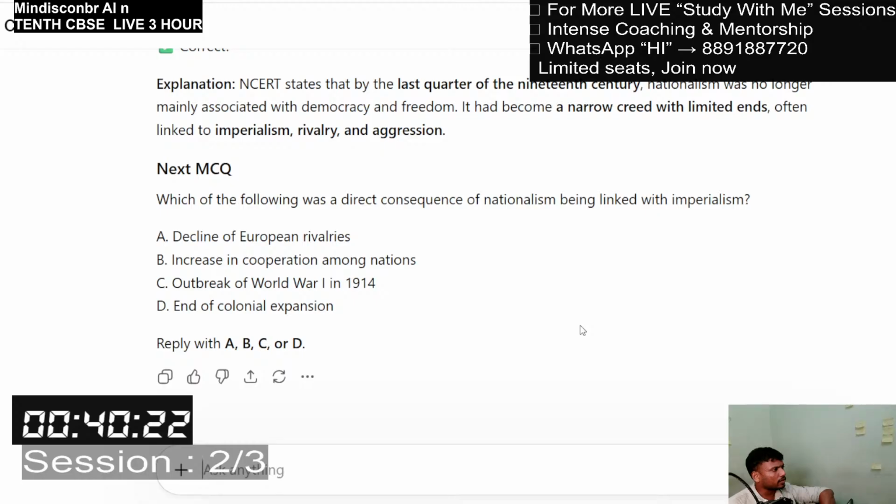Decline of European rivalries, increase in cooperation among nations, outbreak of World War in 1914, end of colonial expansion. It must be outbreak of World War I in 1914.